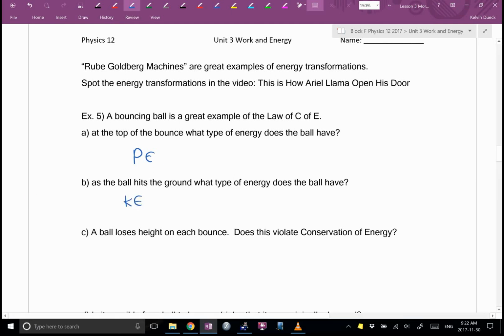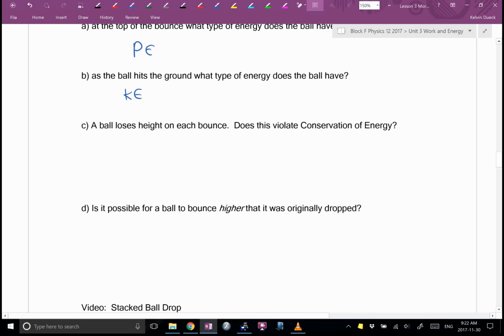A ball loses height on each bounce. Does this violate the law of conservation of energy? No. Energy goes into heat and sound. Is it possible for a ball to bounce higher than it was originally dropped?